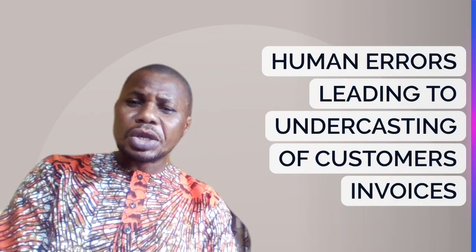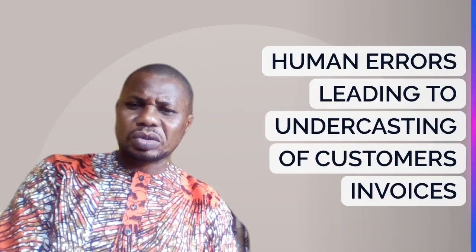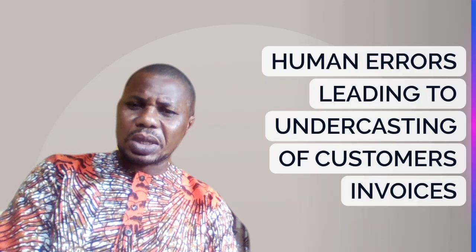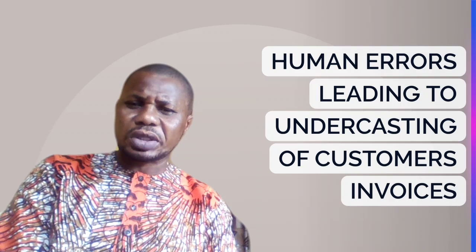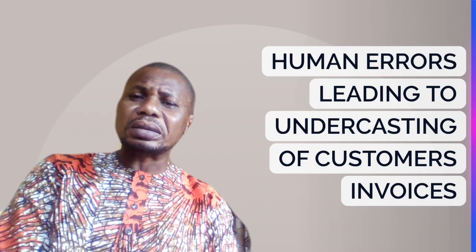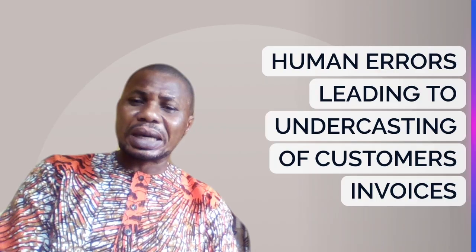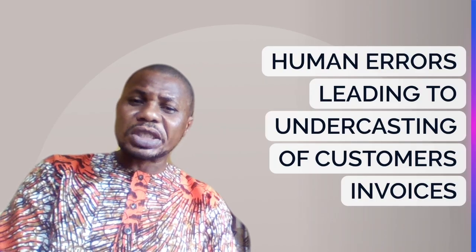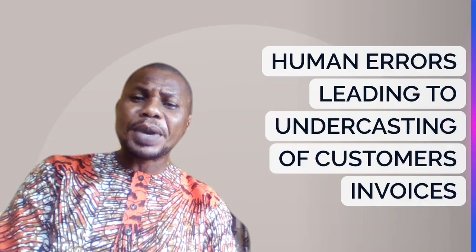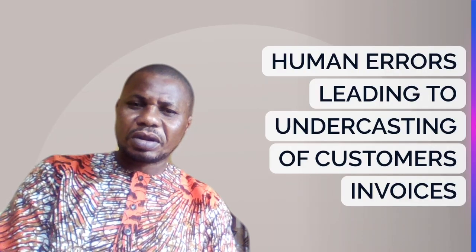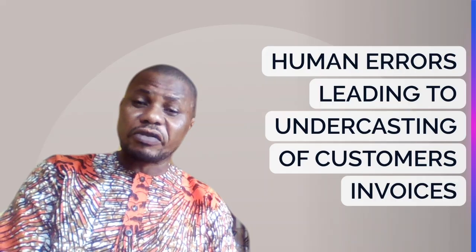And because there are many other invoices to be written, they might not take their time to calculate it because they have to meet up with the orders on the table. Also, the calculator can malfunction, and before you know it, that is an undercast situation. And then this figure is given to the customer to go and make payment. The customer quickly goes and makes payment based on the total on the invoice, not knowing that the total is undercasted in his favor.